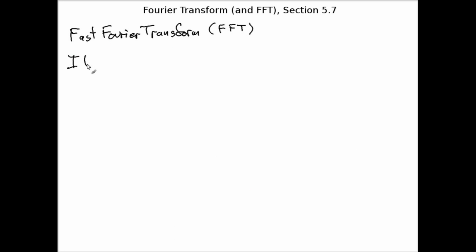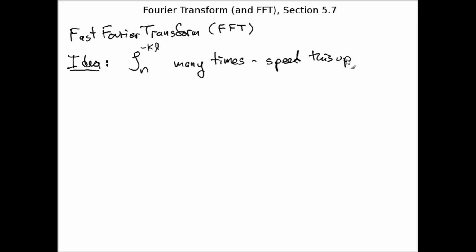The basic idea is actually pretty simple, although its implementation is a bit intricate. The idea is the following. One of the main things you're doing when you're computing the Fourier transform is computing these powers, zeta n to the minus kl, many times. And what you want to do is speed this up. Here's a simpler example. It's essentially the same, but a little easier to think about.